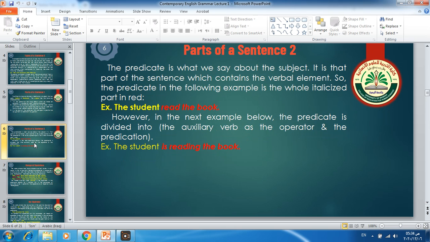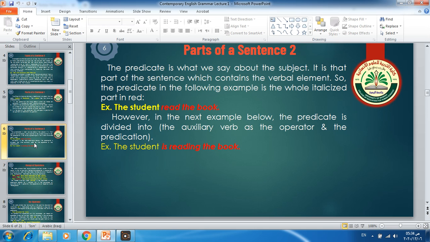The predicate is what we say about the subject. It is that part of the sentence which contains the verbal element. So, the predicate in the following example is the whole italicized part in red. The student read the book. So you see, now the student is the subject and the predicate starts from the verb to the end of the sentence. So the student is the subject, read the book is the predicate.